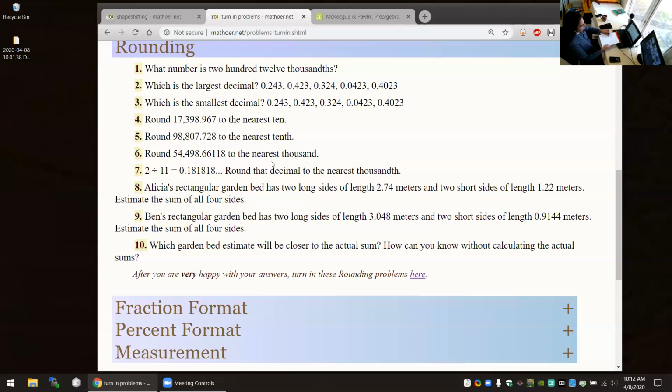And I give you this page because I want you to work forward. Start with the problem and try and find the answer. When you've done all 10 of them, then at the bottom, it says, after you're very happy with your answers, turn the rounding problems in here.